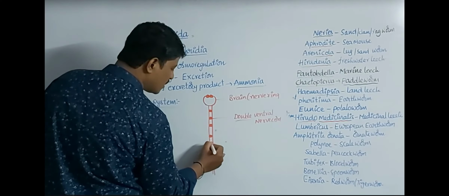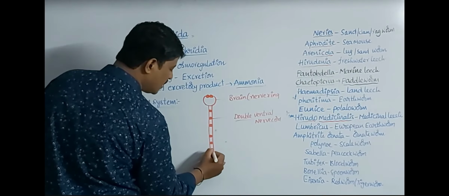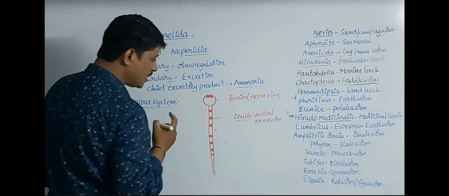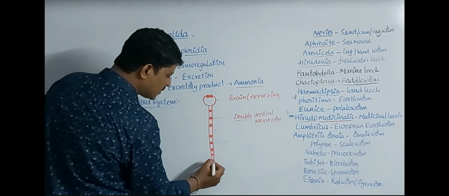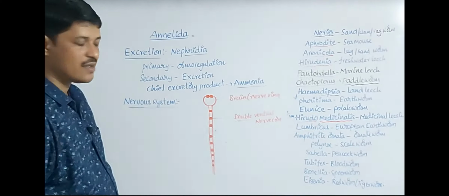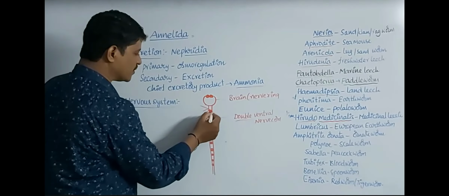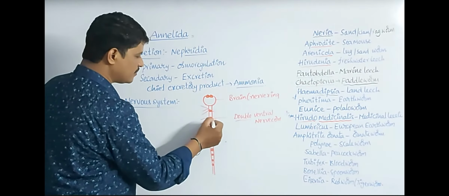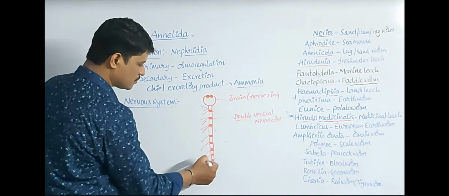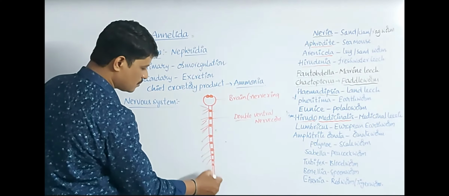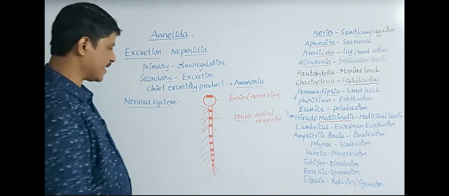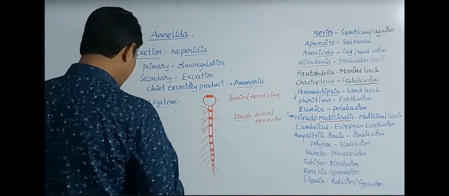So the nervous system of these animals includes the brain or the nerve ring, double ventral nerve cord, ganglia and their nerves. This is the nervous system. It looks like a ladder. This is regarding the nervous system.